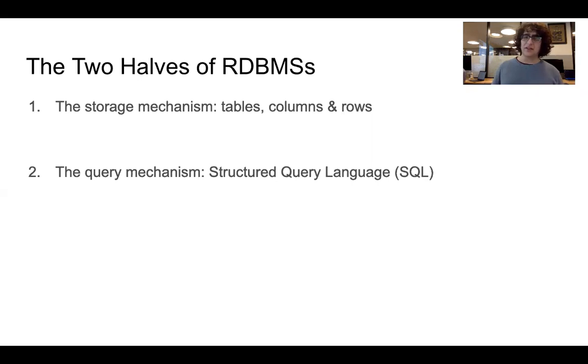One of these RDBMSs consists of two halves. The first half is the storage mechanism: tables, columns, and rows. The second half is the query mechanism, which is structured query language, or SQL. So this is all about making sure that the things that we create via code can persist.